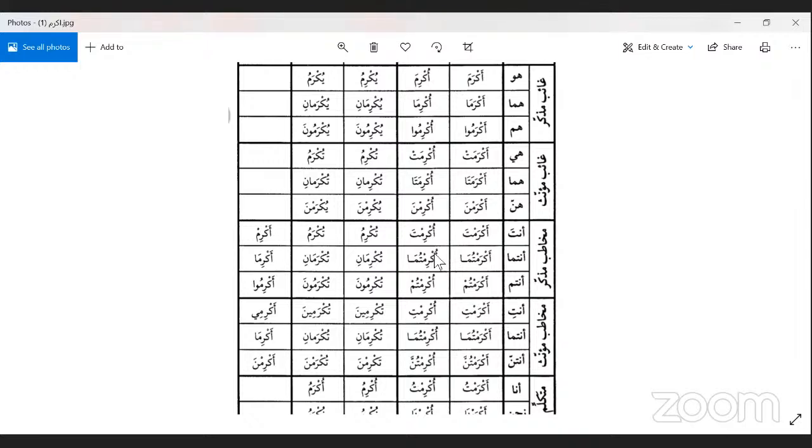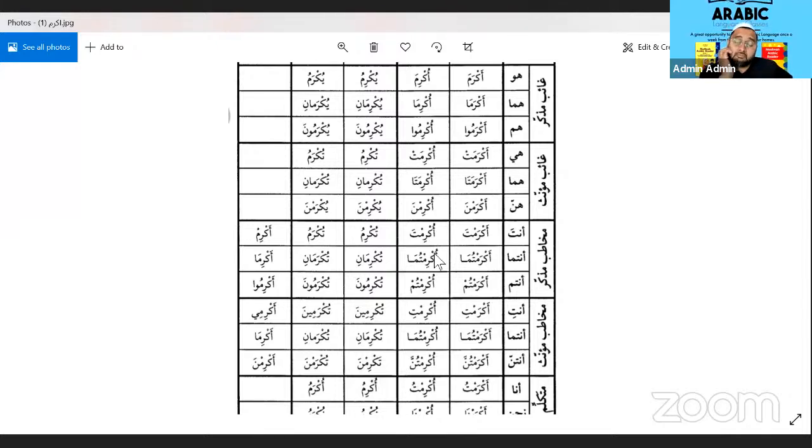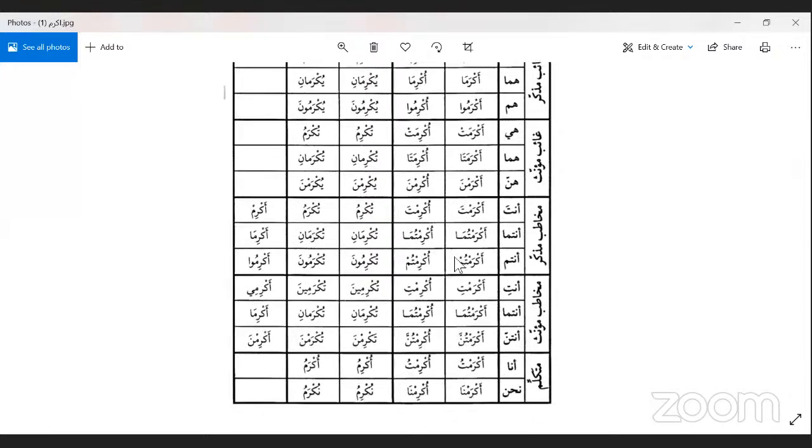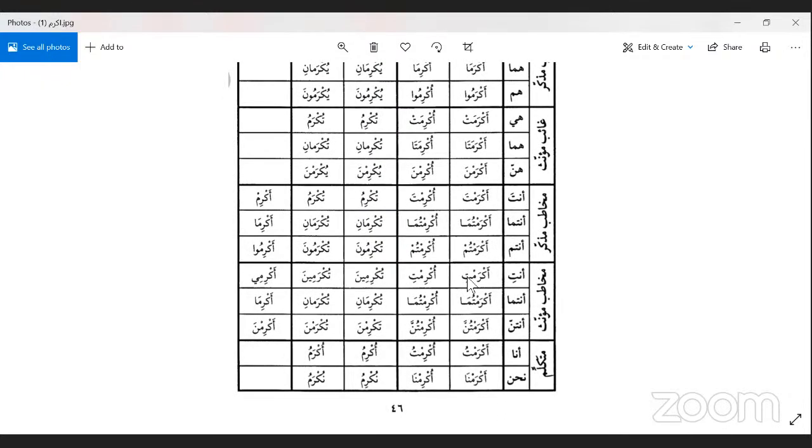Anta akramta, you gave respect, sorry, you gave respect, male. Antuma akramtuma, you both gave respect, male. Antum akramtum, you all gave respect, plural.